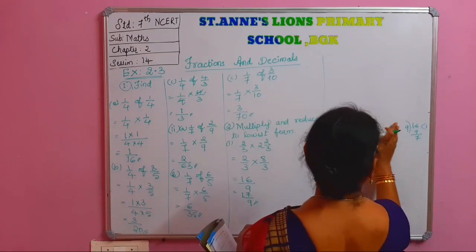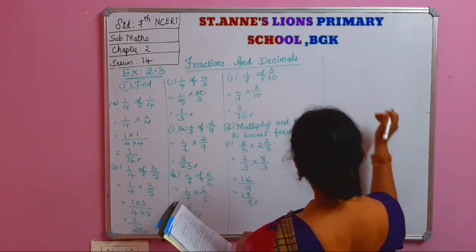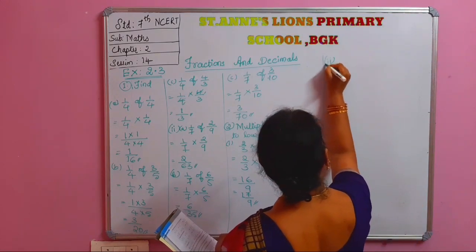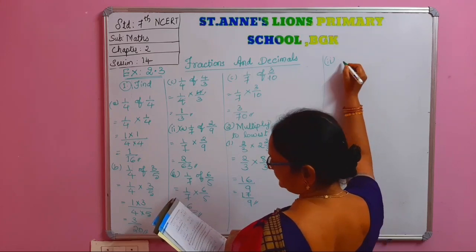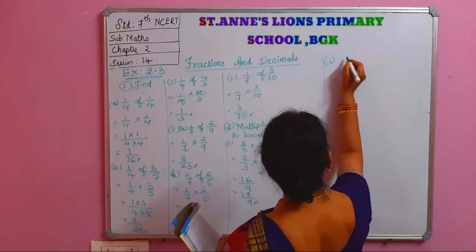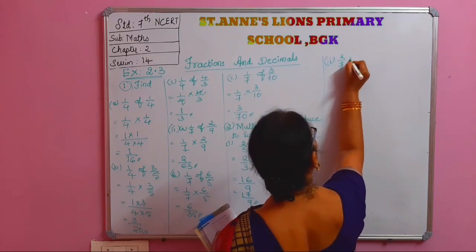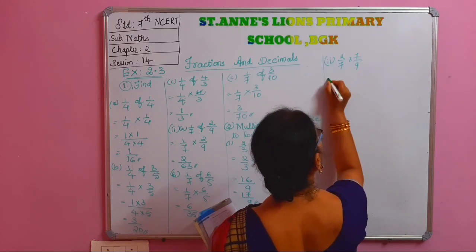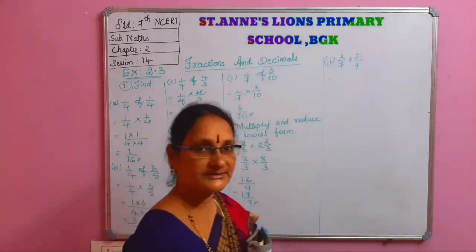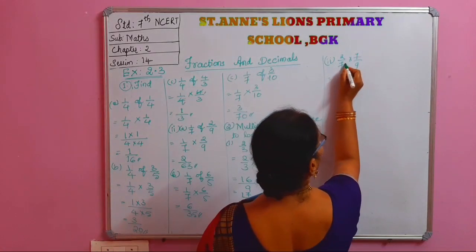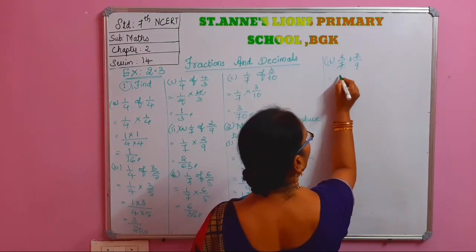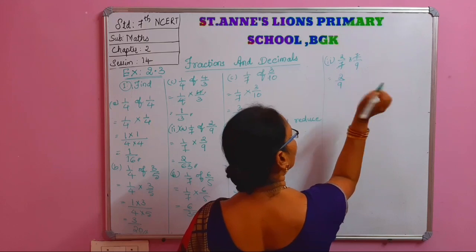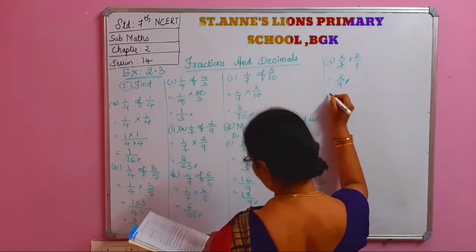Now the second one. Second, 2 by 7 into 7 by 9. 2 by 7 into 7 by 9. See here, you observe how the sum is there. 7 7 got cancelled. 2 divided by 9, direct answer only. Finish. This will be the answer.